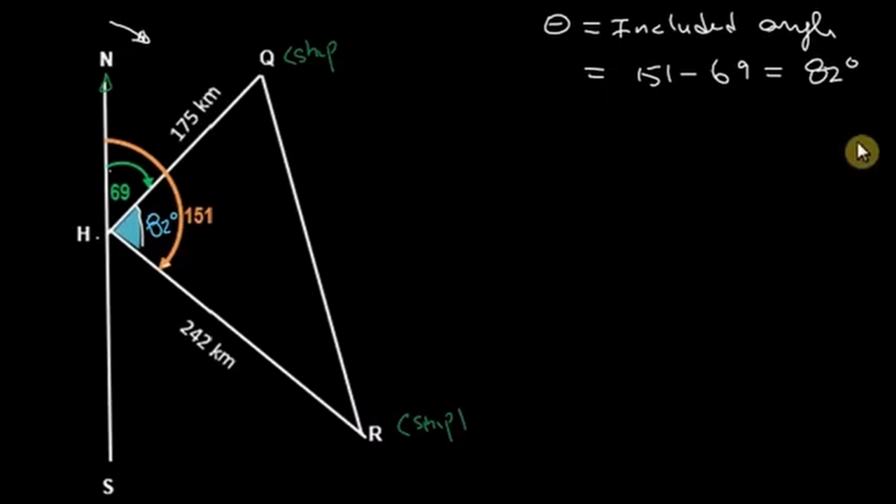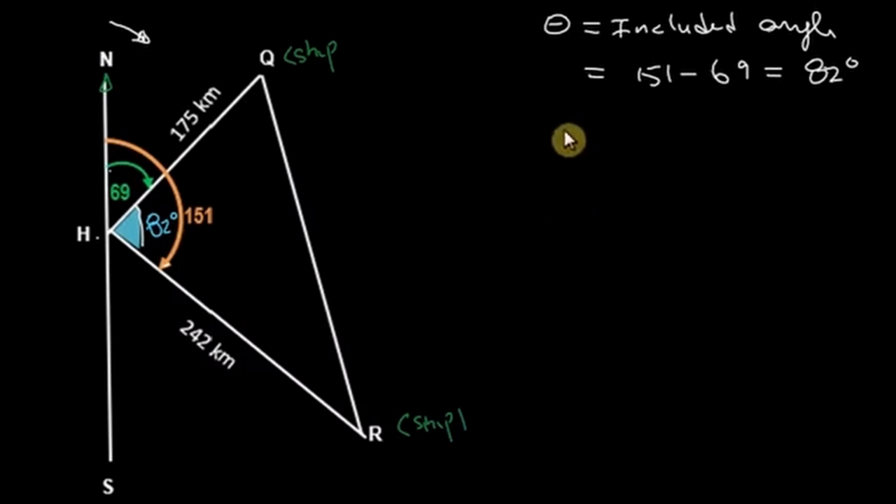Okay, so now that we have that angle, from what you've learned, we know that if you have a triangle and you have two sides and an included angle, and included here simply means the angle between the two sides, then we apply the cosine rule in order to find the third side.